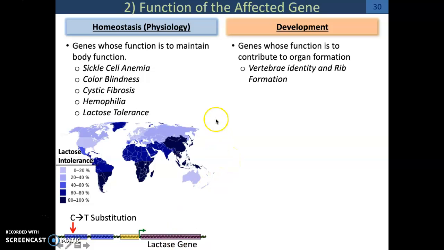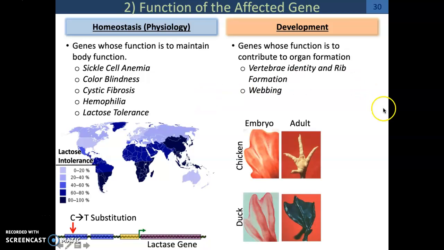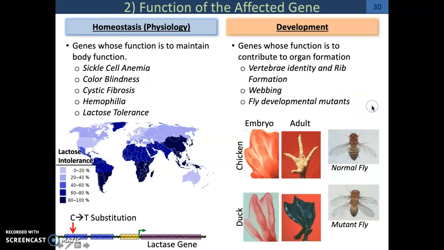The other way we could look at this is genes whose function is to contribute to the formation of organs or specific cells, like we looked at with those Hox genes. You could also look at it with webbing in different birds, right? Like whether or not these genes are turned on in these areas to form webbing. So in the embryo of a chicken and a duck, you can see that there is this webbing, right? But as an adult, the duck will maintain it and the chicken will not, right? So some of these genes actually get turned off over time for development.